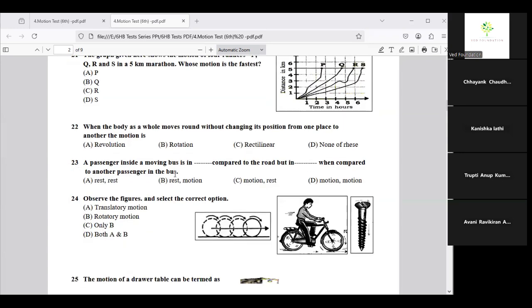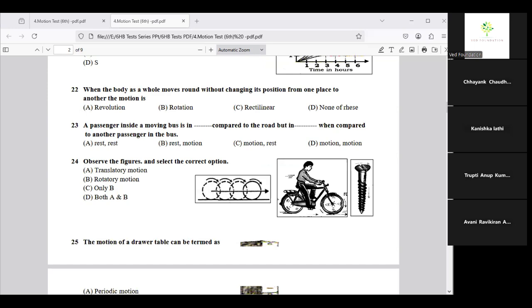Next question 23. A passenger inside a moving bus is in dash compared to the road, but in dash when compared to another passenger in the bus. So the correct answer is option C. A passenger inside a moving bus is in motion compared to the road, but in a state of rest when compared to another passenger in the bus. Option C is correct.